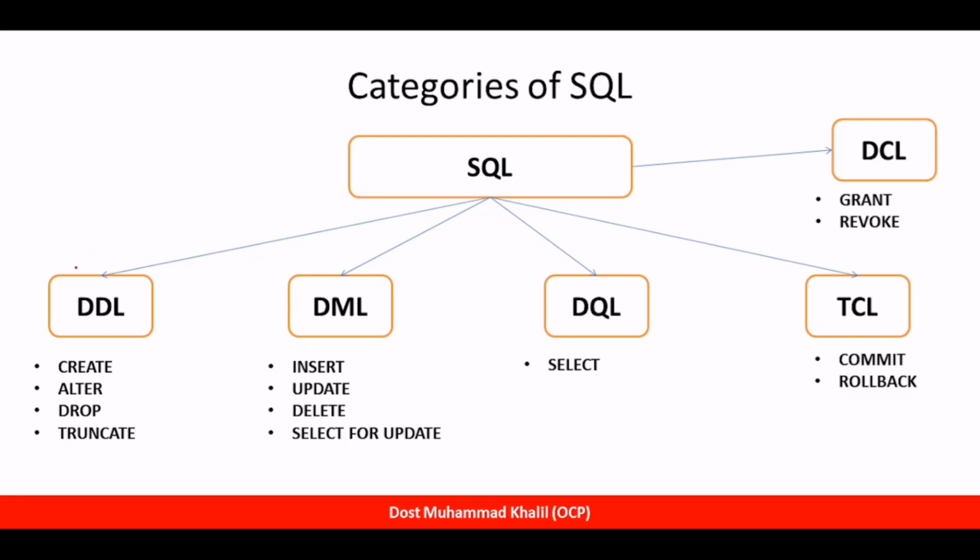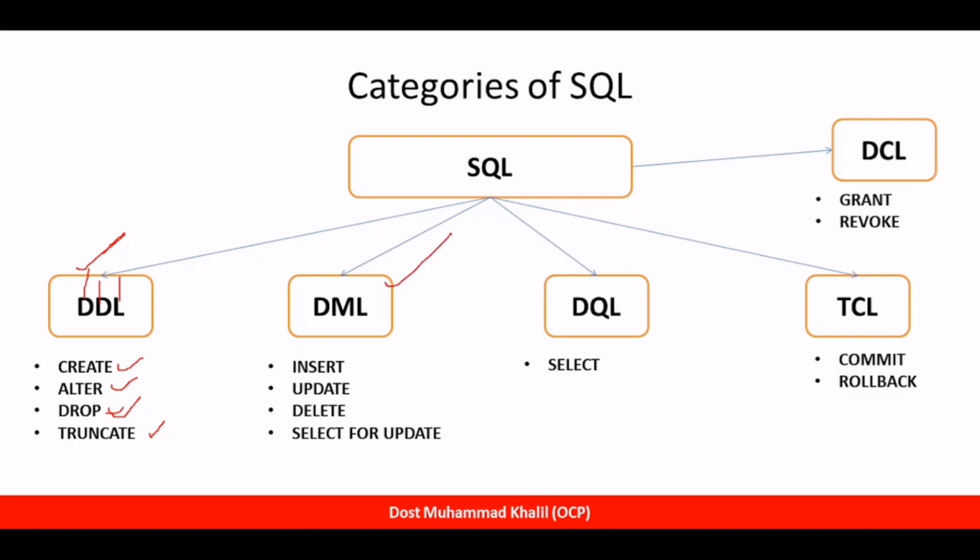The first one is DDL. DDL stands for Data Definition Language. The commands that come under this category are create, alter, drop, and truncate. With create, we can create objects. With alter, we can modify, we can change the structure of the tables, or sorry, not only tables but objects. With drop, we can drop the objects. Truncate is also DDL. We will dig deeper in the coming videos, inshallah.